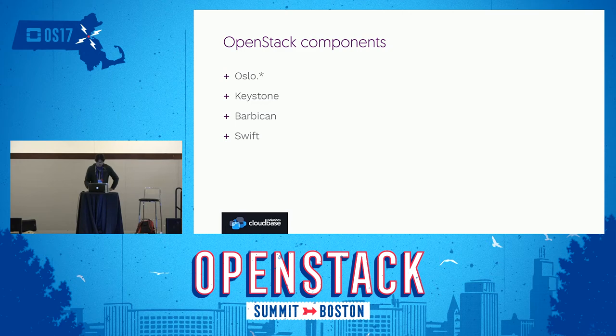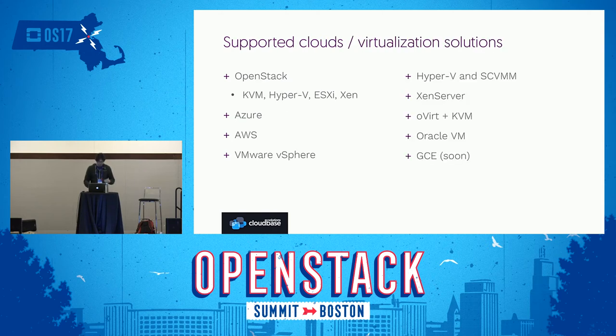What's next? Supported clouds and virtualization solutions, OpenStack components, we already discussed it. Here is a quick list of what we support today. So we have OpenStack, KVM, and OpenStack with all the possible hypervisors, Azure, AWS, vSphere, of course, System Center, Xen Server, oVirt and KVM, Oracle VM, and we plan to add also GCE and Oracle Cloud soon, okay? So basically, whenever somebody comes and asks for one, we do it. And of course, it's open also for others to do it.